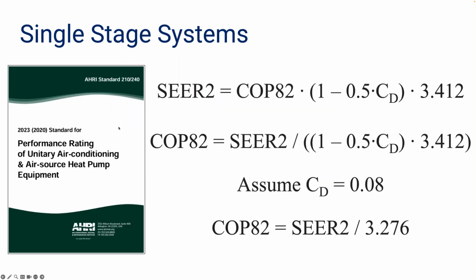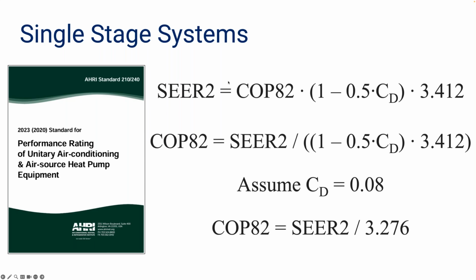We could use the values from the Cutler curves, but we also know what the SEER value is. And fortunately, the SEER calculation is relatively straightforward. For single stage systems, with an assumption of what the cycling degradation factor is, we can come up with a COP at 82 degrees.